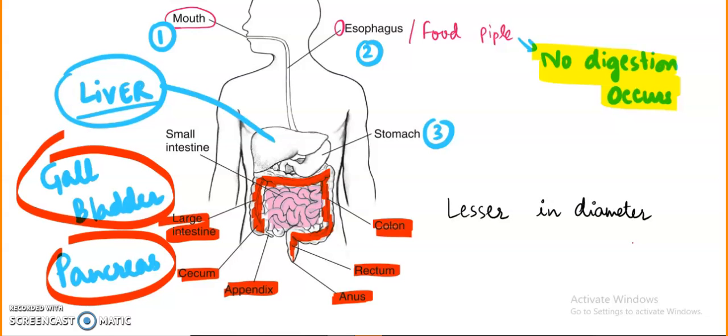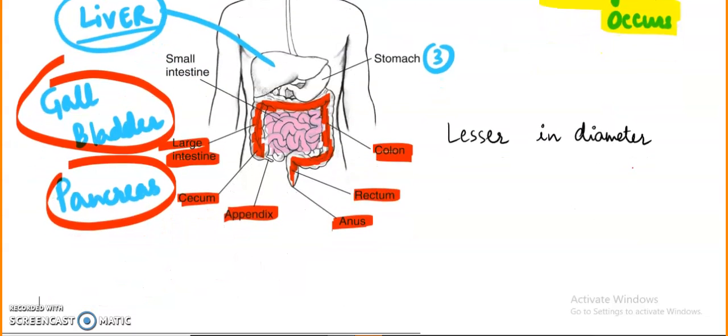Because CBSE generally does not ask one complete question on digestion. It may ask you a question: what happens with food as you put it in your mouth? What happens in the stomach? Where does complete digestion of the food take place? So you will get answers to all such questions as we progress through the videos. Now before I start with human digestion, there are a few terms that should be clear to you.